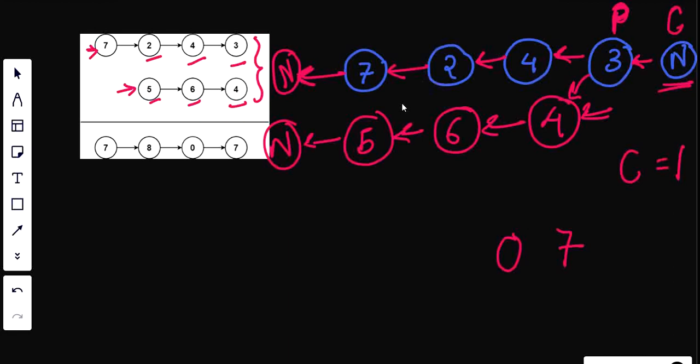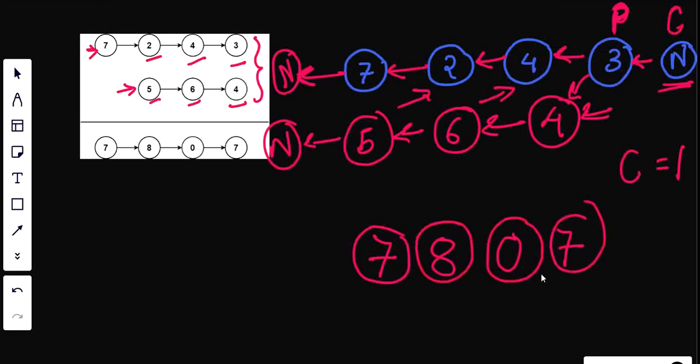Then add 5 and 2. So 5 and 2 will be 7, plus the carry, that will be 8. And then add 7 and null. So null can be assumed as 0. So this will be our new linked list, and we have to return the values in this manner, like the linked list head should be at this place.